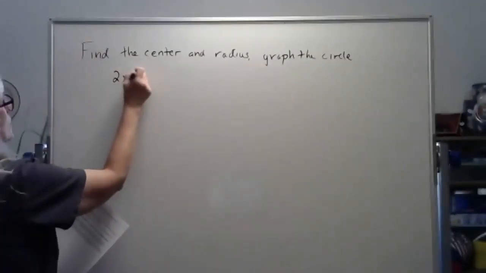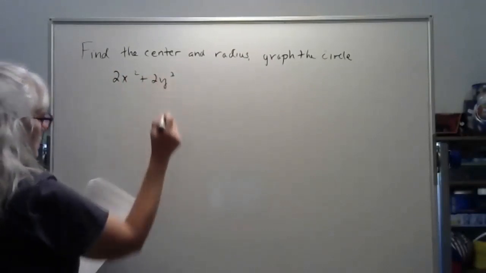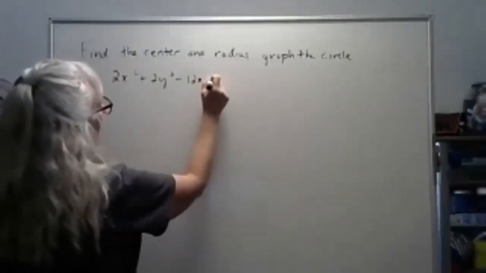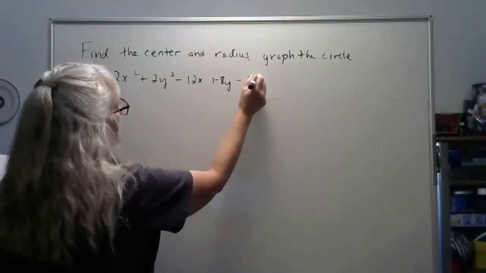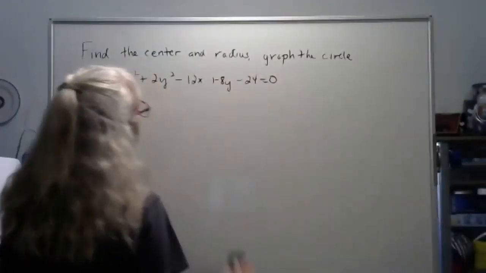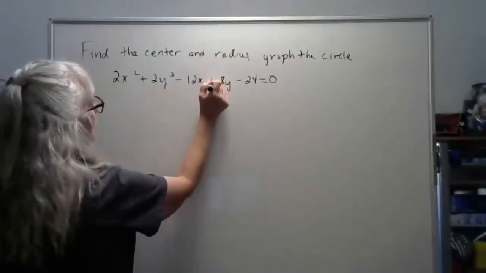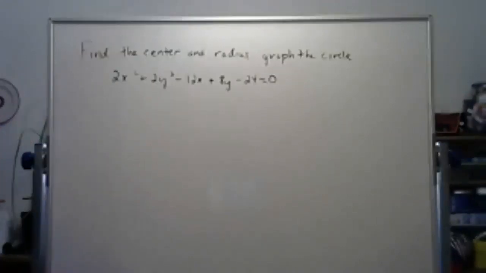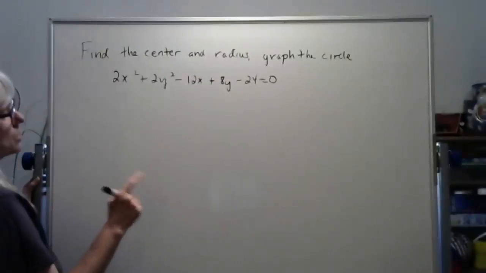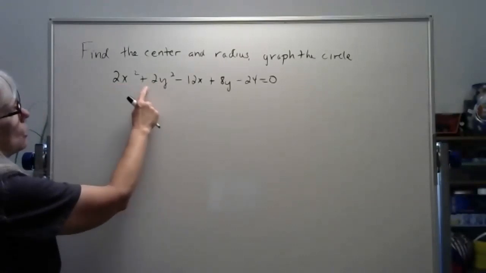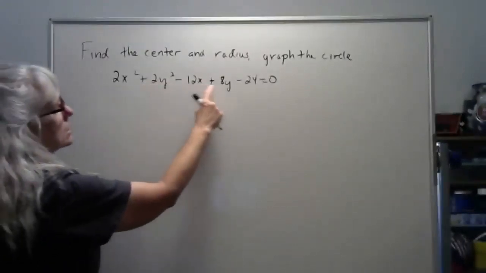So we're going to start with 2x squared plus 2y squared minus 12x plus 8y minus 24 is equal to 0. I've purposely picked one that's similar to what you're going to see. What's different about this one versus the one we worked in class on Tuesday is we've got an x squared and a y squared that have a 2 on it. But you should also notice that every single number is even.